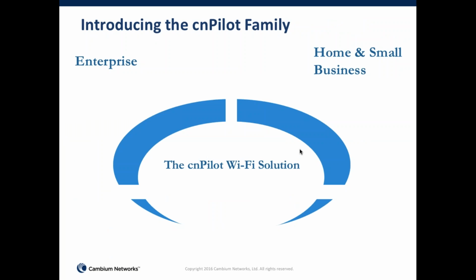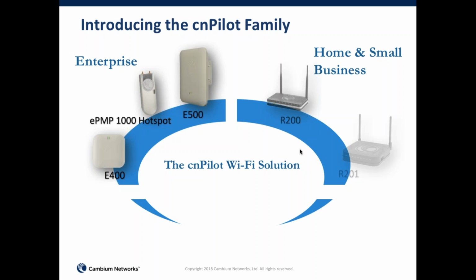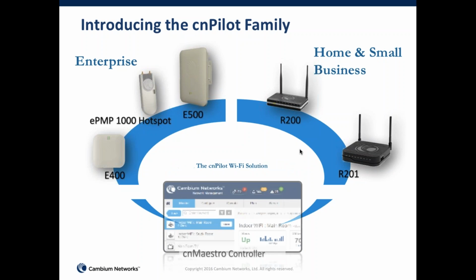Well, for those who are not familiar with our Wi-Fi products, they come in two ranges. It comes in our enterprise range and our home and small business range. In our enterprise range, we have the E400, the ePMP 1000 hotspot, and the E500. The E400 is our indoor product. The ePMP 1000 hotspot and our E500 are outdoor access points.